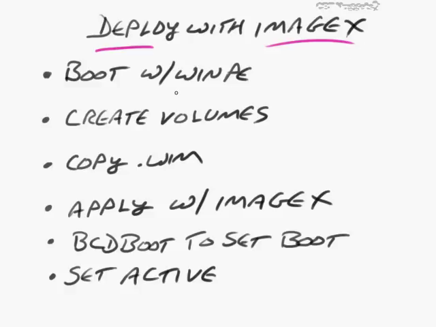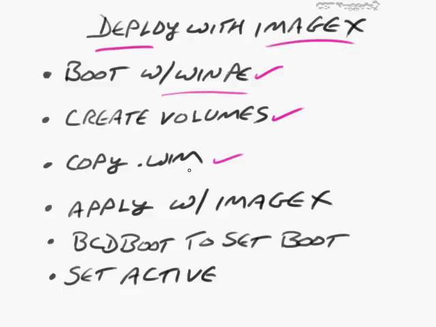Remember, you can access ImageX by just booting with WinPE. Now remember, this is very similar to what we did before when we captured the image. You can use ImageX to both capture an image as well as to deploy an image. Of course, in this case, it's going to be a deployment. Once you've booted up, you want to use the DiskPart utility to create the volumes. Then you will copy the WIM file from wherever it currently is, usually on a server somewhere, down to the volumes that you just created.